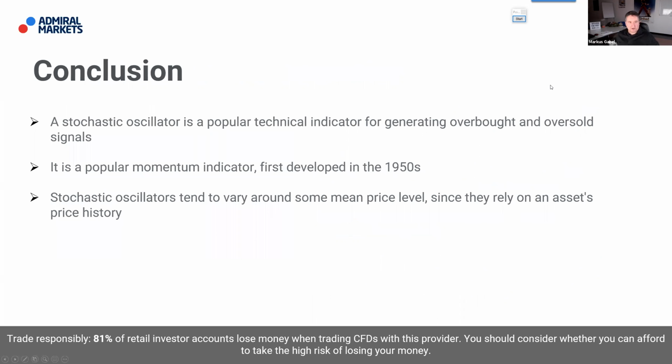So let's have a quick conclusion. A stochastic oscillator is a popular technical indicator for generating overbought and oversold signals, developed in the 1950s. You can use it for every price history, and you can use it for really interesting divergence. And this is what you can maybe learn with this session.